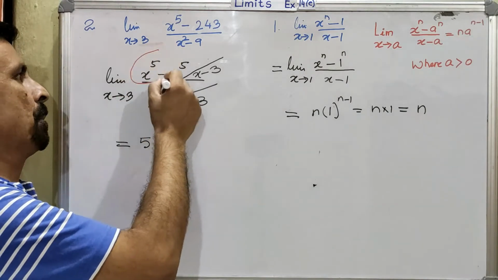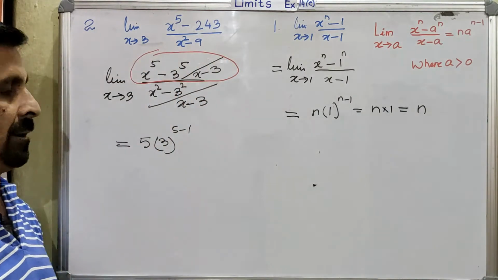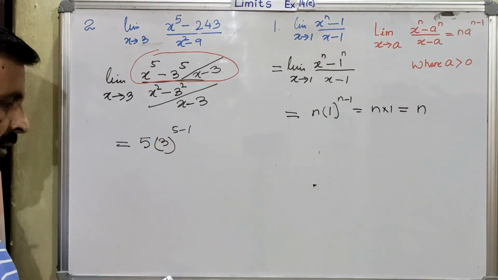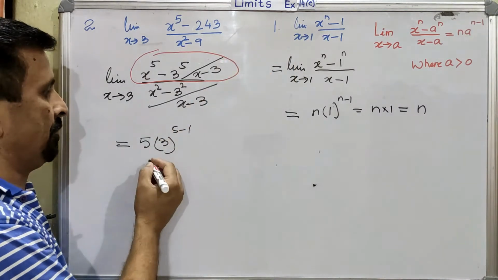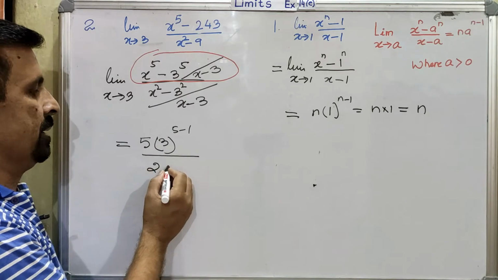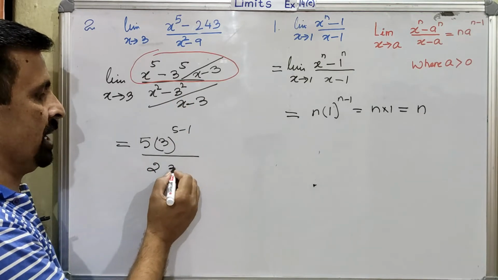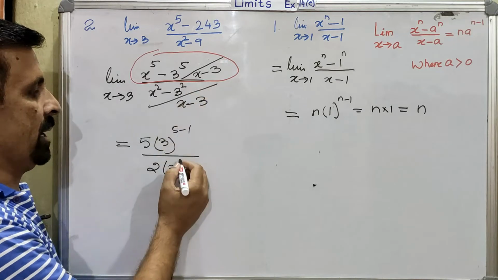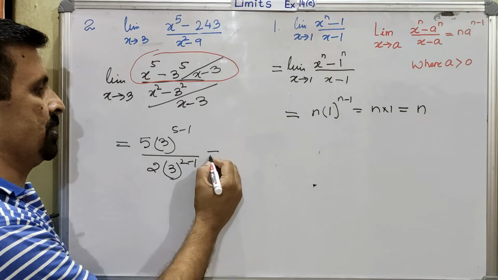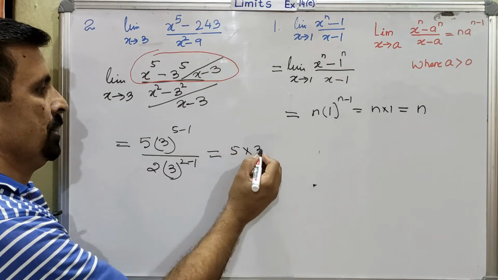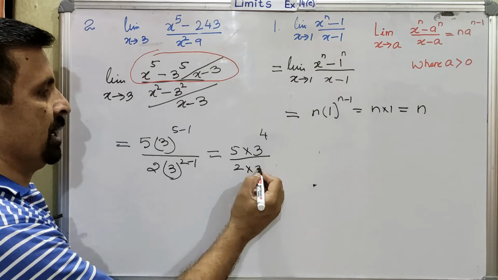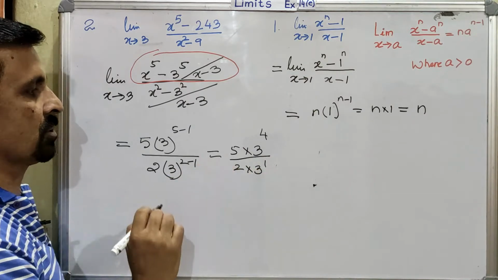For this first function, I circled it. It will make you clear. Clear? And then for the denominator part, now I will write this in the form of the formula. This power is 2, then a is 3, so 3 to the power 2 minus 1. n minus 1 means 2 minus 1. Clear? So this becomes 5 into 3 to the power 4, denominator will be 2 into 3 to the power 1. 2 minus 1 is 1.